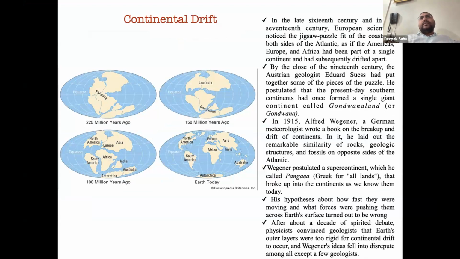The entire mapping of the sea floor came up with this idea of continental drift. I guess everyone knows what continental drift is and how this hypothesis came. Continental drift was a big debate during the 16th and 17th centuries, when some European scientists noticed that there is a jigsaw puzzle which fits the coast of South America and Africa, and the coasts of America, Africa, and Europe were sometimes a single part, which we can see in the figure as well.